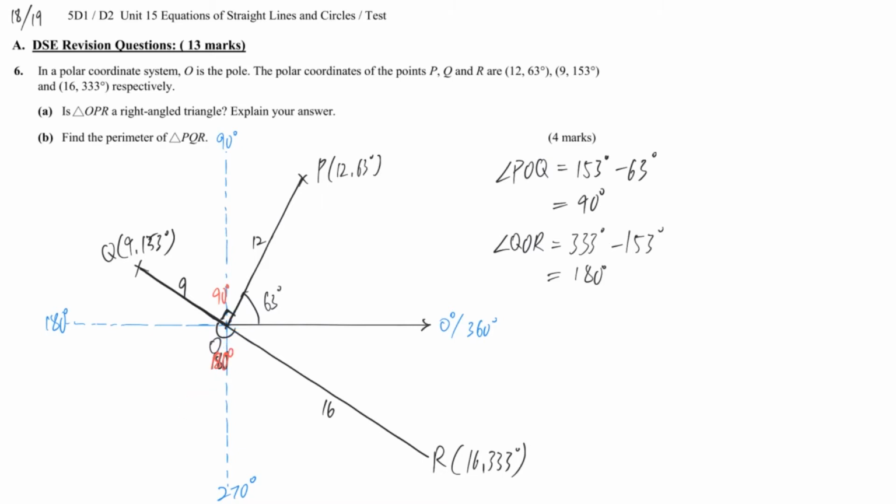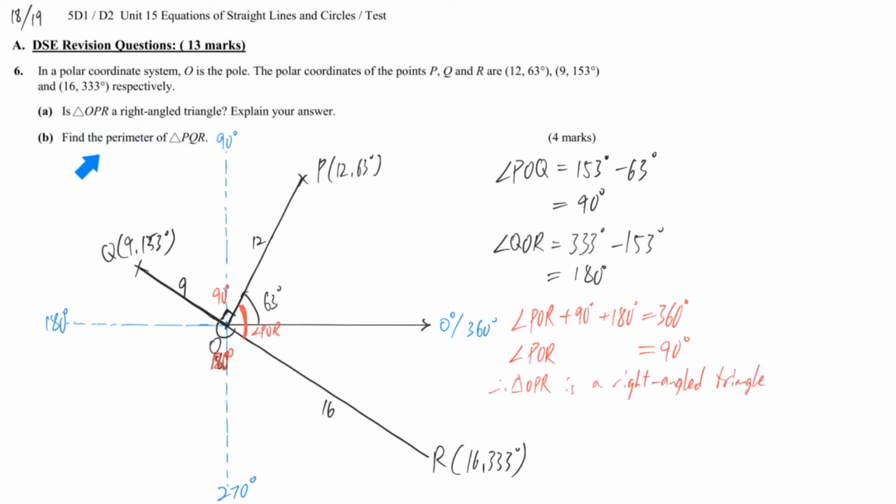So compare with this part we want to calculate. Angle POR is among the angles at a point. We have all the angles around one single point. So we can say that angle POR plus 90 degrees plus 180 degrees is equal to 360 degrees, angles at a point. So angle POR is equal to 90 degrees. Then we have proved that triangle OPR is a right angle triangle.